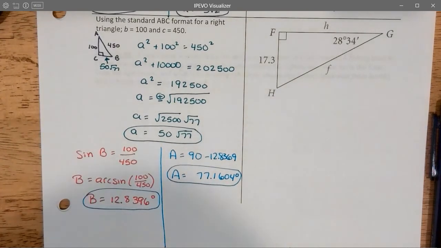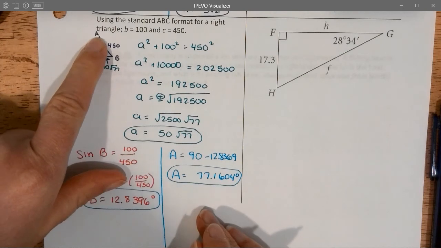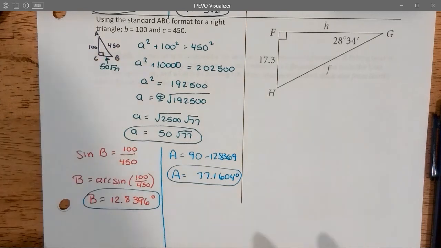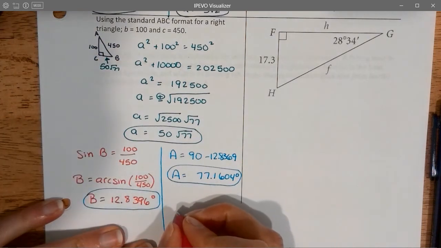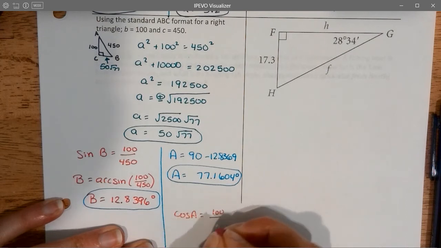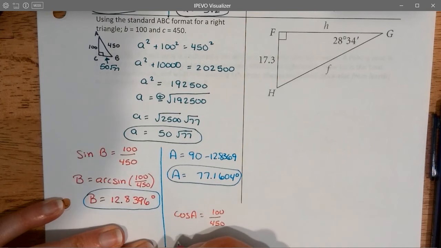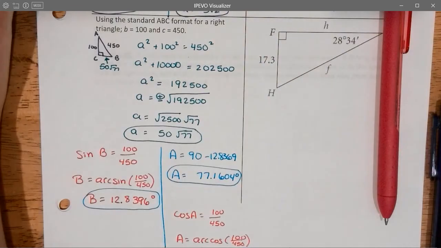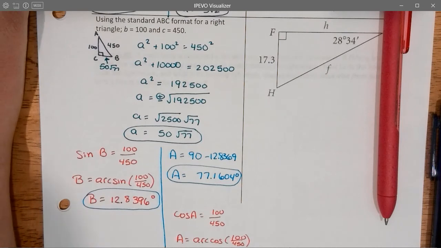Now I could find angle A a different way. Let's talk about that just to confirm. In terms of angle A, 100 is the adjacent, 450 is the hypotenuse, so I could use cosine. So cosine of A is equal to 100 divided by 450. So A should be equal to the arc cosine of 100 divided by 450. And just to confirm, let's check that we also get the 77.16.